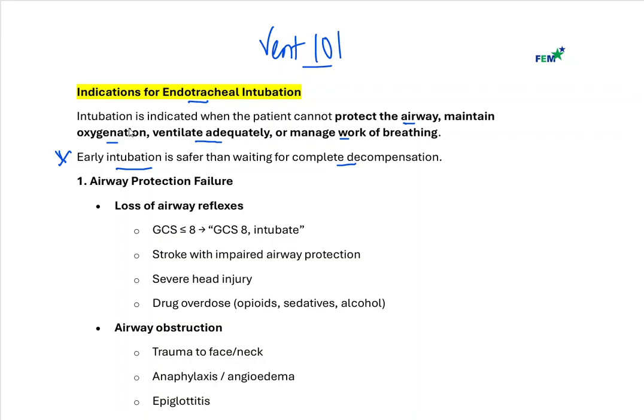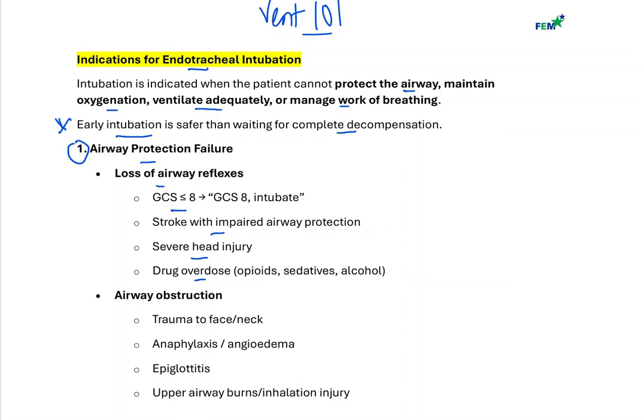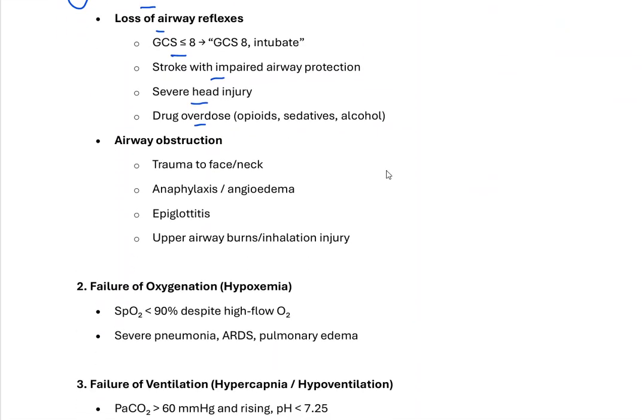So let's go through the indications. One is airway protection failure. For instance, if a patient has loss of airway reflexes like GCS less than or equal to 8, a stroke with impaired airway protection, severe head injury, or drug overdose. Next is airway obstruction. So if a patient has trauma to the face or neck, or anaphylaxis and angioedema with airway swelling and stridor, epiglottitis, or upper airway burn or inhalational injury, those patients might need airway protection.